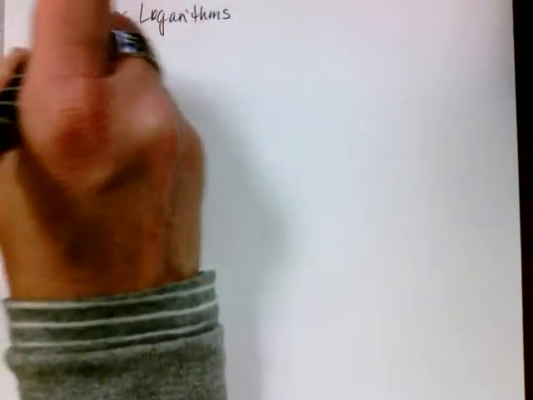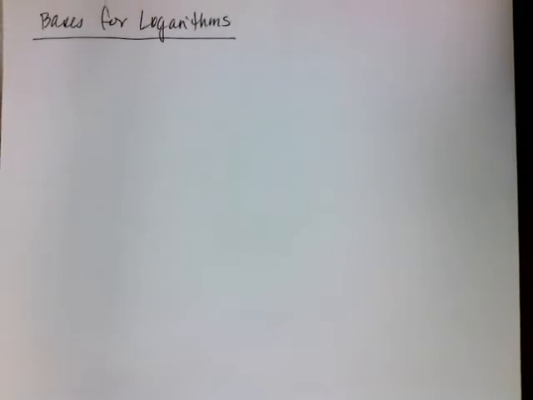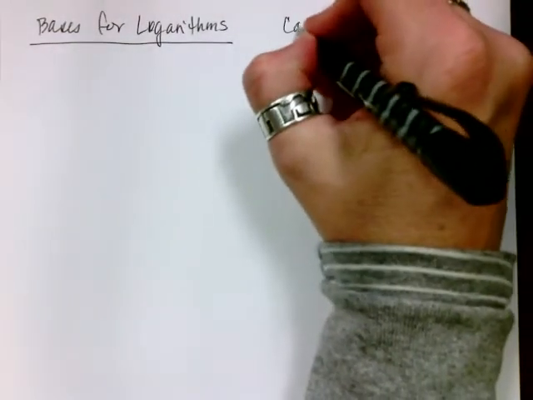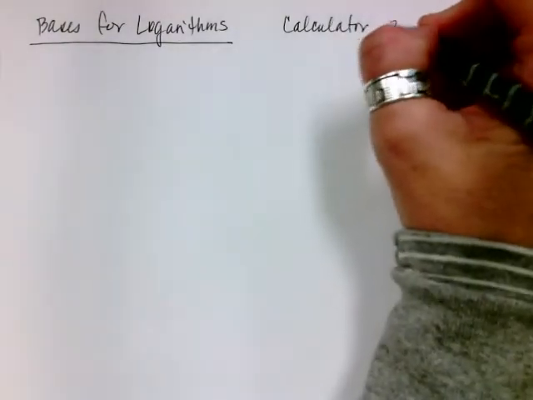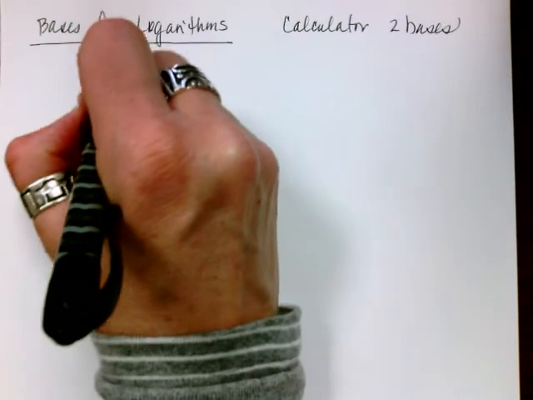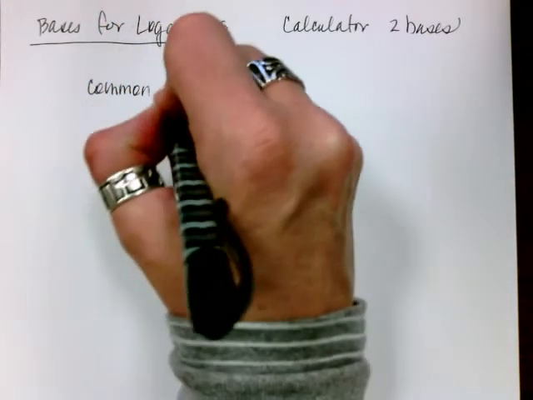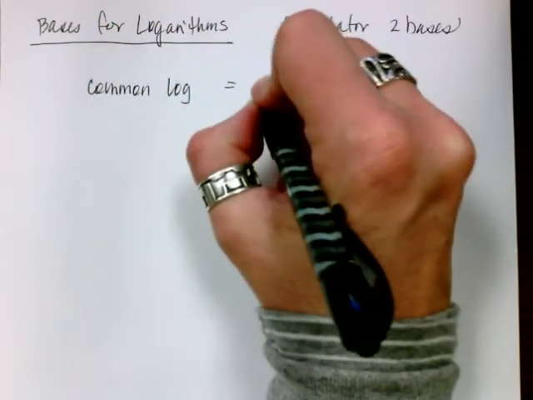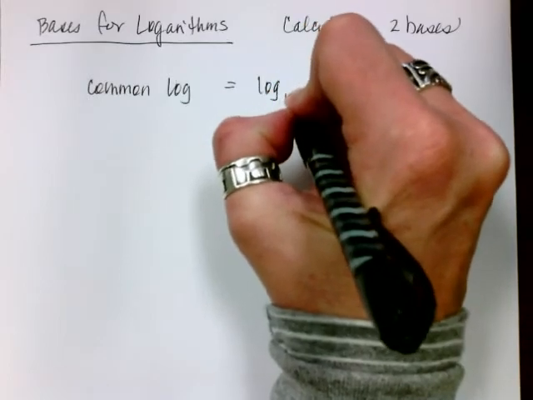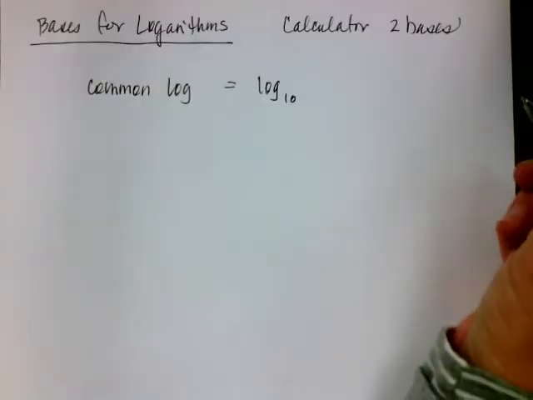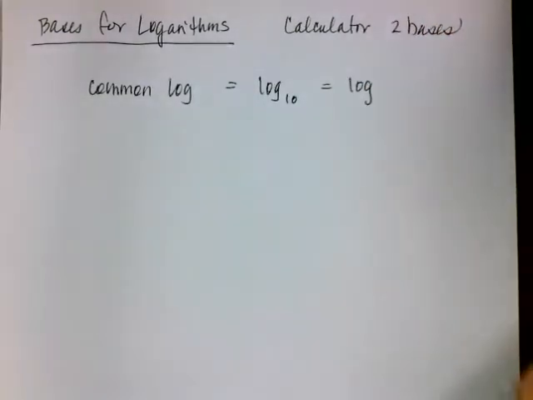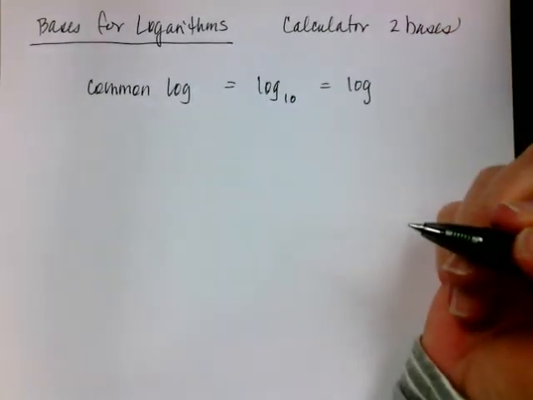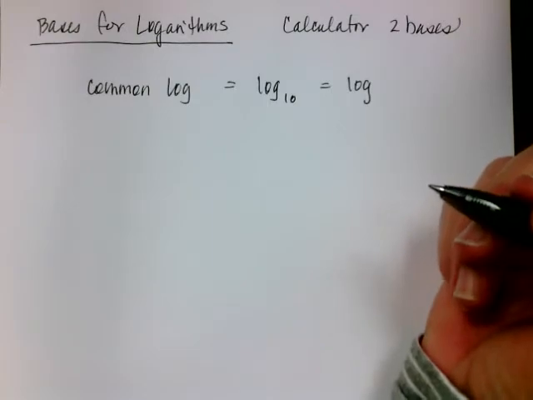Okay, there are 2 bases that we use on our calculator. Your calculator has 2 bases that it uses. The first one is called a common log, and that means that the base is 10. Because that's called a common log, we usually just write this as a log. So anytime you see a log without a base, that means that its base is 10.